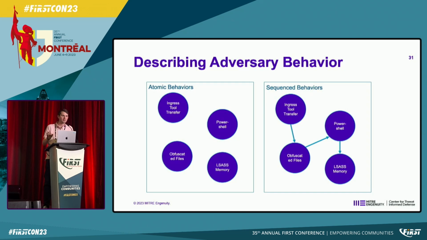But if you look at the right side, we've taken those same techniques and put them into a sequence. And so now we can say, well, we saw someone download a script. That alone isn't that suspicious. But if that script was base64 encoded, okay, that's a little bit sketchier. If that script was then executed in PowerShell, that's really starting to raise an alarm. And then finally, if that script process dumps LSASS, then probably all the alarm bells should be going off at that point, right?